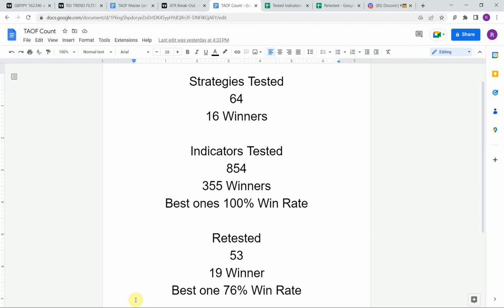Now you need to go back and watch those videos to understand the context of how they were able to achieve that. So go back and watch those videos and see what you can get out of those winning indicators. We've also retested in the advanced testing 53 of the winning indicators. 19 of them have been able to maintain the winning status, the best one a 76% win rate. Now keep in mind that we test most of the strategies and indicators on the Forex and crypto market, but they can be applied to just about any market and time frame universally.